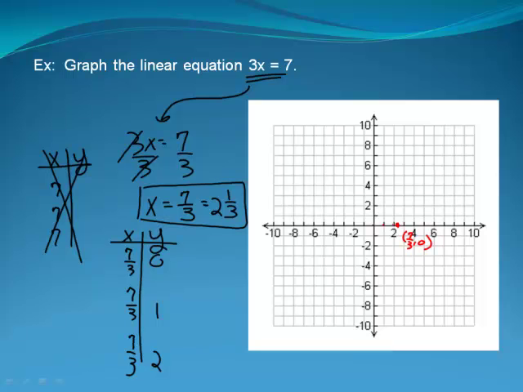And then I want to go 7/3 to the right and 1 up. So that'll be the same amount to the right and 1 up. So 7/3 and 1. And then 7/3 and 2 will be 2 up right here. And that is a vertical line if I can manage to draw it straight. X equals 7/3, or if you want to label it with the original problem, 3x equals 7.